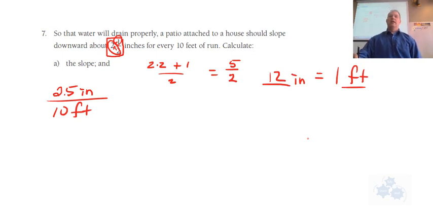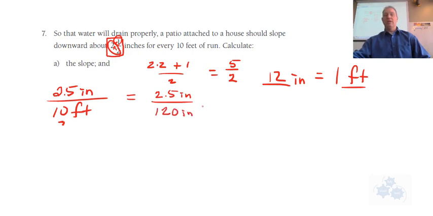That's right. So what you want to do is take the 2.5 and multiply by 12, or divide by 12. Well, you could divide it by 12 to get feet. It might be easier to multiply this one by 12 to get inches. I'm just saying multiplying is usually a bit easier. So 10 feet would be 10 times 12, or 120 inches.